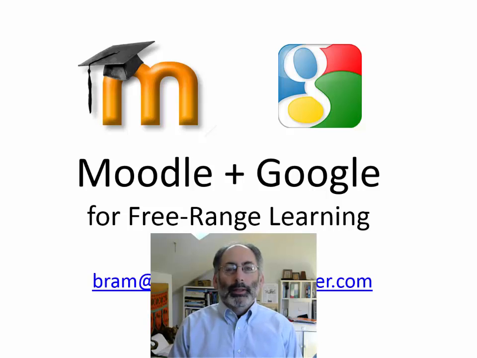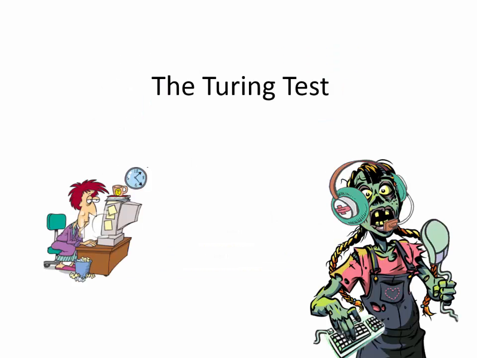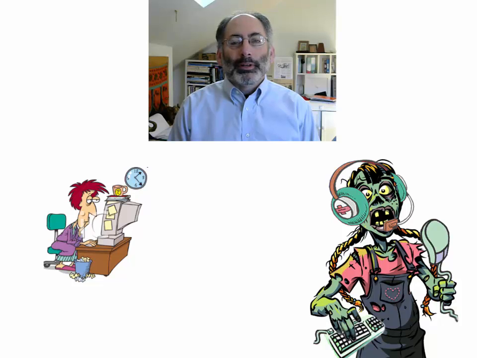Hi, I'd like to talk to you about the pedagogy and technology of having free-range learning, not stuck inside the silo of Moodle. If you're familiar with the Turing test, it's a way of telling whether or not you're dealing with a human or a computer. Online, a Turing test would be whether or not you're dealing with actual engaged students or students who are just doing the work because they have to, but aren't really part of a live and vibrant class.